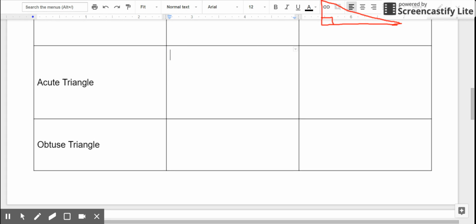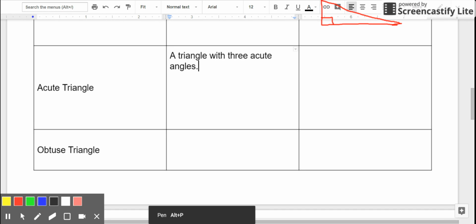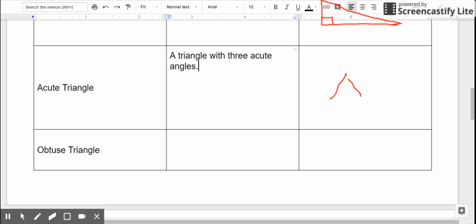An acute triangle is a triangle with 3 acute angles. All equilateral triangles must be acute because their measures are 60 degrees each. So as long as I have no right angles or obtuse angles, we'll have an acute triangle.